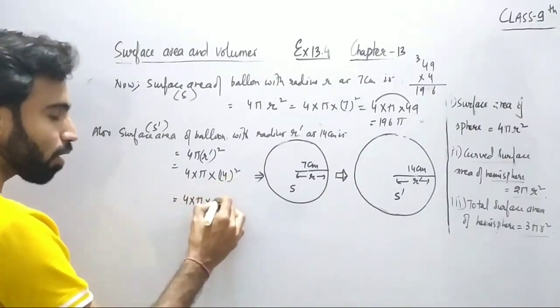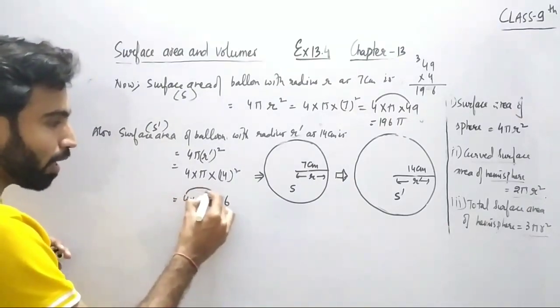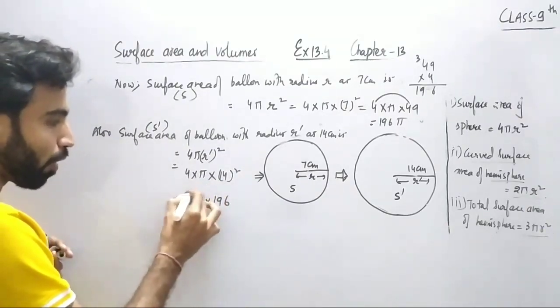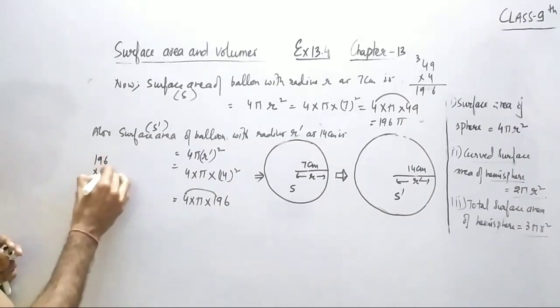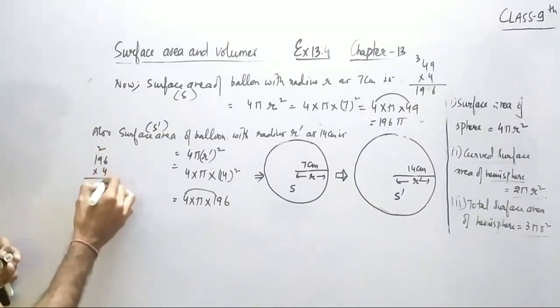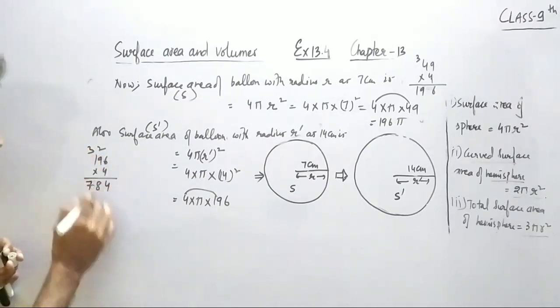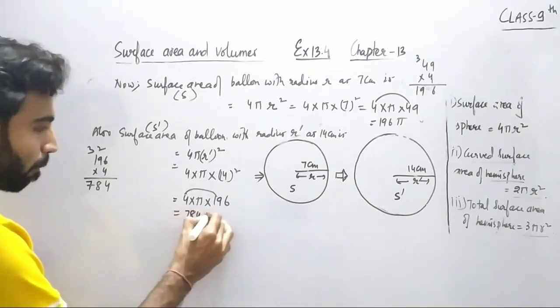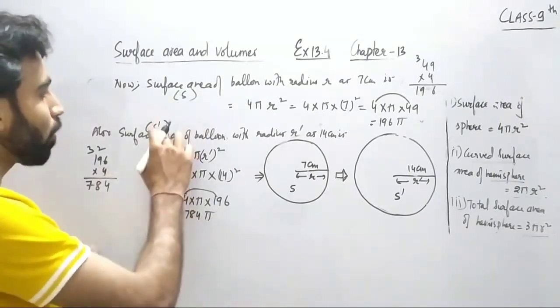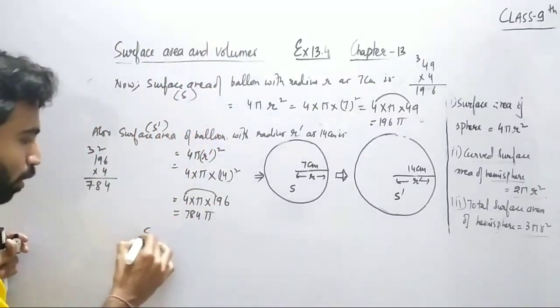Now 4 into pi as it is. Now 14 का square क्या होगा? 14 into 14, that is 196, right? Now 196 into 4, right? So if I just solve this, so 196 into 4, so 4 6 ja 24, 2 carry, 4 9 ja 36 plus 2 38, 3 carry, then 4 1 ja 4, 5 6 7, so 784 pi, right? अब हमें इन दोनों सरफेस एरिया का क्या निकालना है? रेशियो निकालना है.